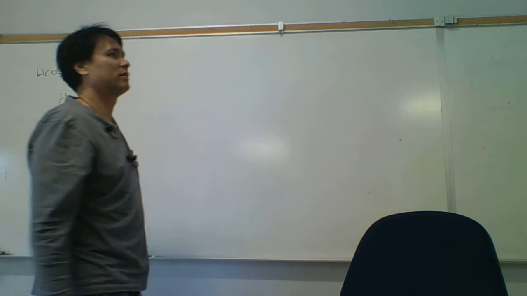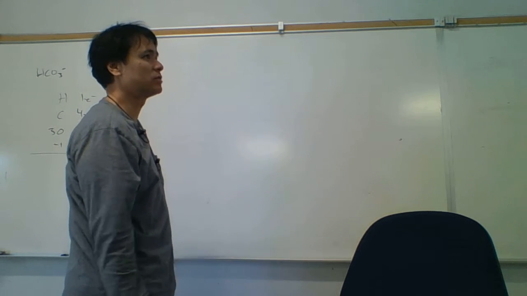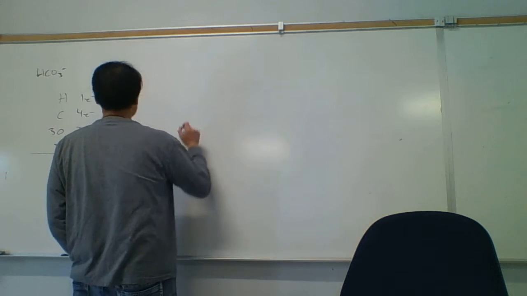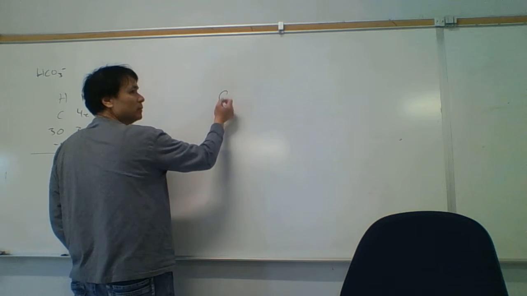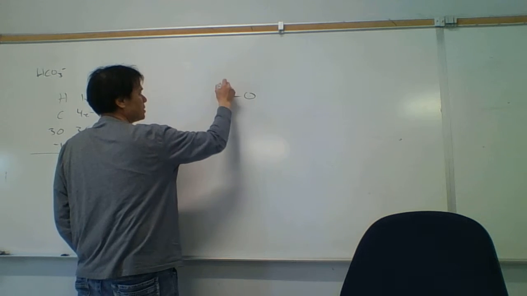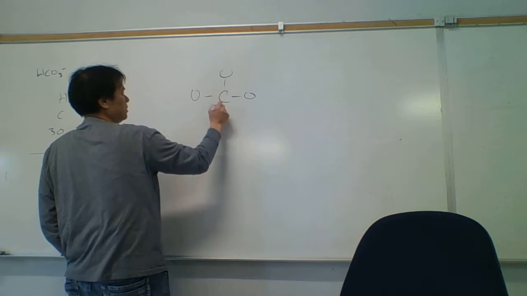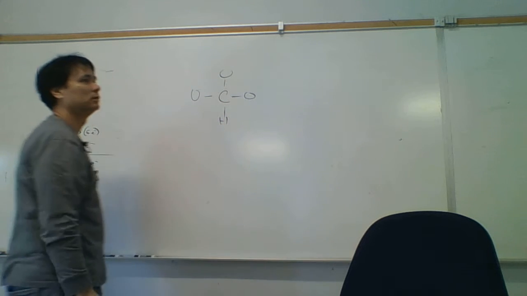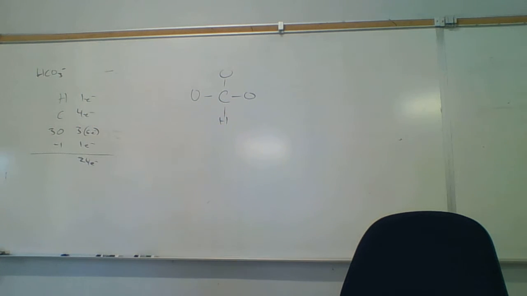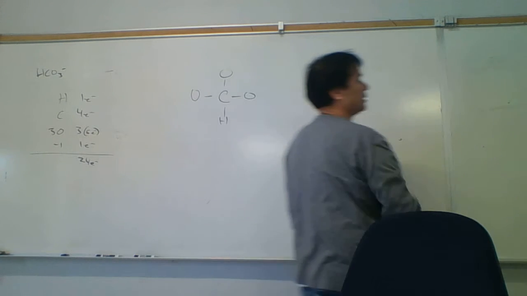Step 2, place the least electronegative atom. Least electronegative is hydrogen, but hydrogen only forms 1 bond, so we'll put carbon in the middle and then attach the oxygens. We have 3 oxygens and 1 hydrogen. Draw the tentative diagram, joining atoms by single bonds. So this is my tentative diagram here.